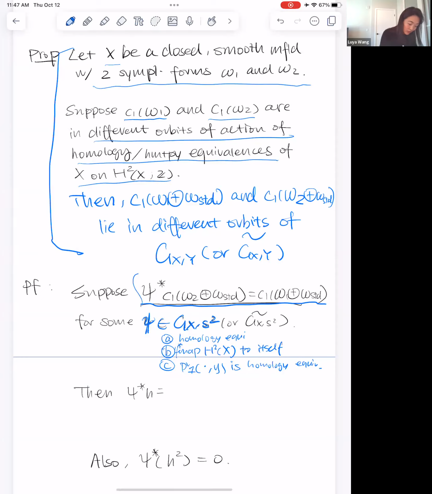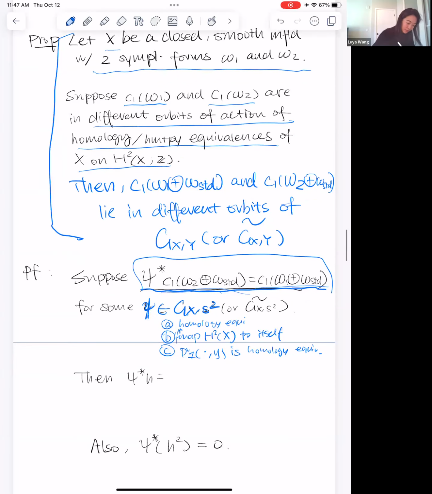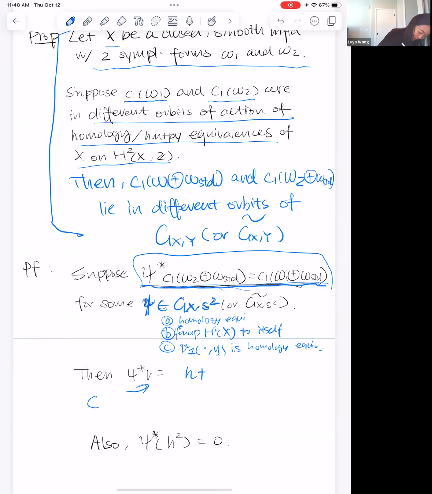Okay, so let's suppose for contradiction that we have a psi that pulls back C1 of one to C1 of the other. Then psi of H is H plus... so what is H? Depending on what you do, I guess, this is a second homology class of S2, and this is the unique generator there.